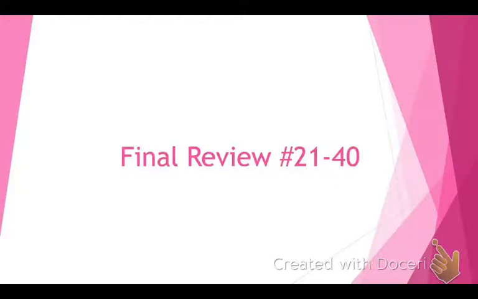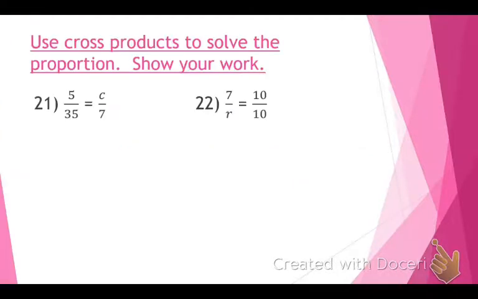Today we're going to go over our final review sheet, numbers 21 through 40. The first one we're going to go over is number 21. It says use cross products to solve the proportion.